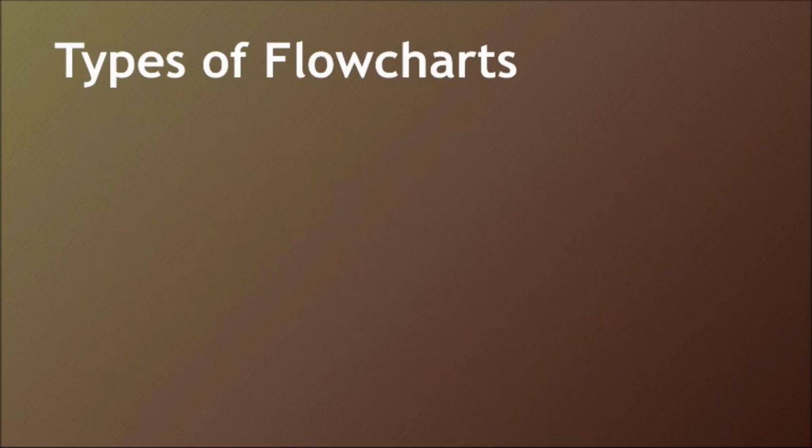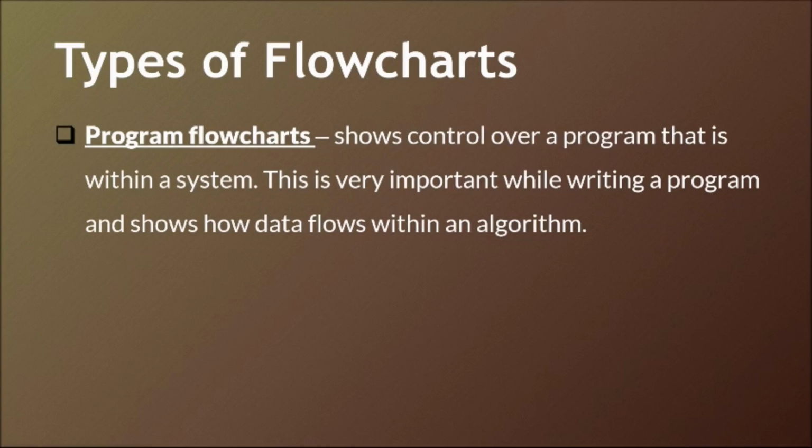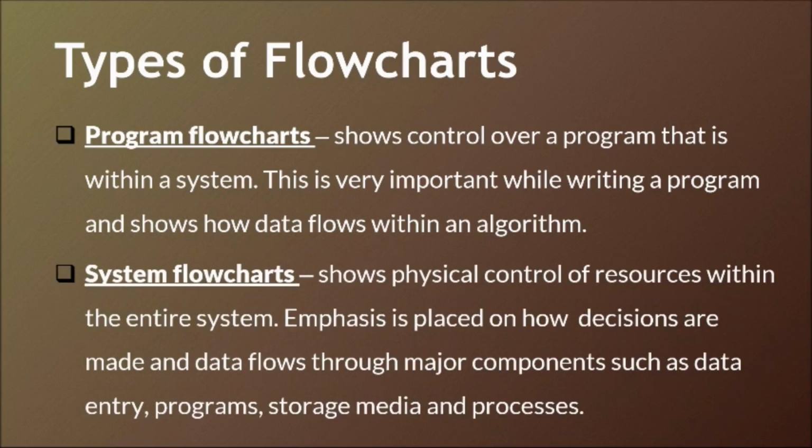Program flowcharts are what we have been creating so far and show control over a program within a system. These are mainly used when writing programs and show the data flow and operations within an algorithm. System flowcharts show control of resources within an entire system. Focus is placed on how decisions are made and how data flows throughout the system. This includes data entry, storage media, and other processes required.